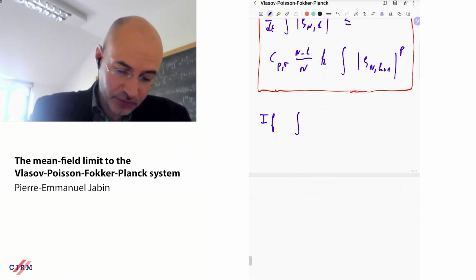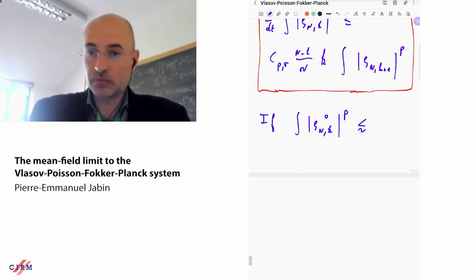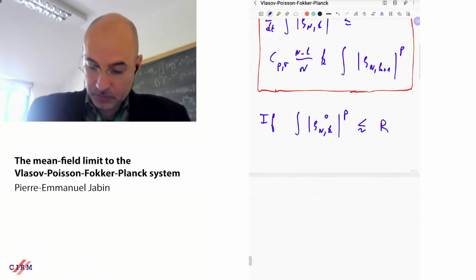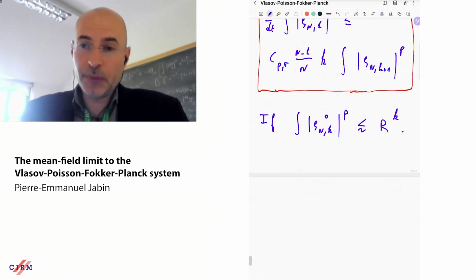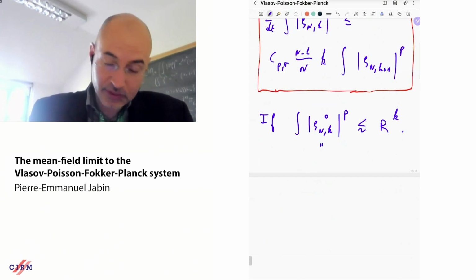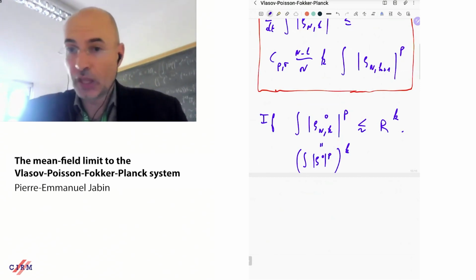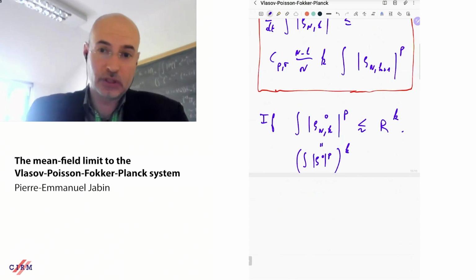And so here, if initially this behaves like some power, which is what you would expect, because again, initially this is tensorized. So this is the integral of rho 0 to the power p, 8 times. So this is something we have, provided that rho 0 is nice, and I've assumed that it's nice.